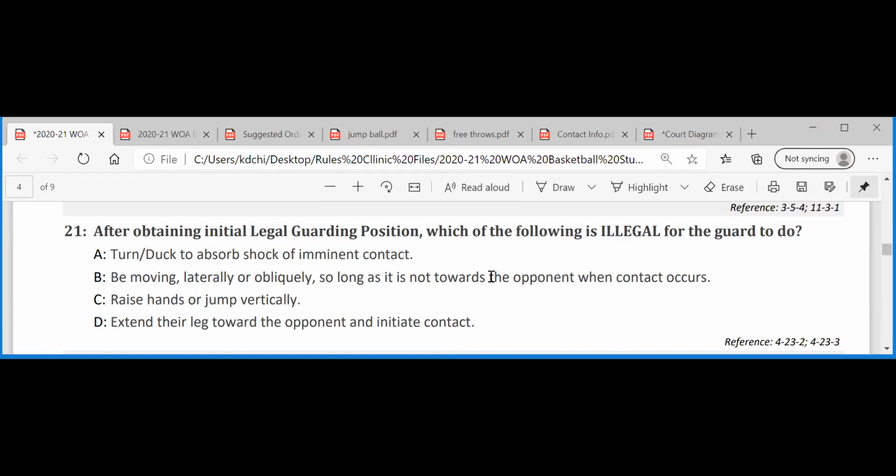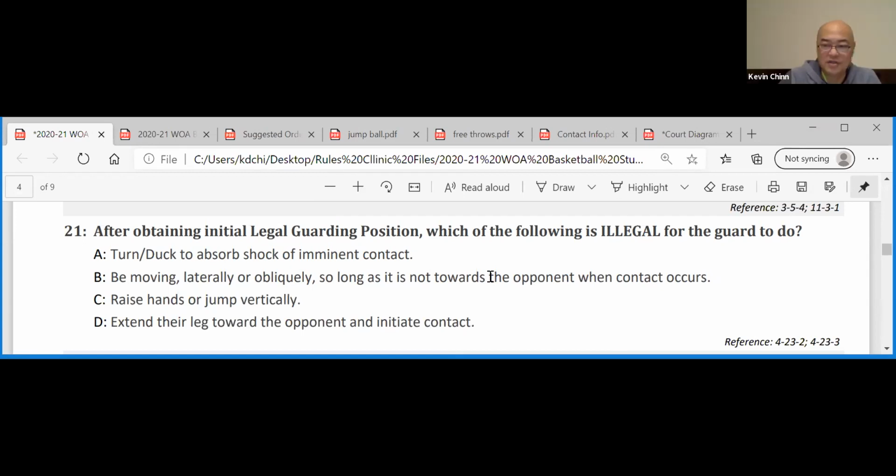This one's pretty straightforward in the rule book if you look at it on 423.2 and 423.3. Basically, this is a video type discussion that I'm sure Stacy has talked to you about. If not, she will. But you're basically going to do A, B, or C legally, but you can't extend the leg toward an opponent and initiate contact.